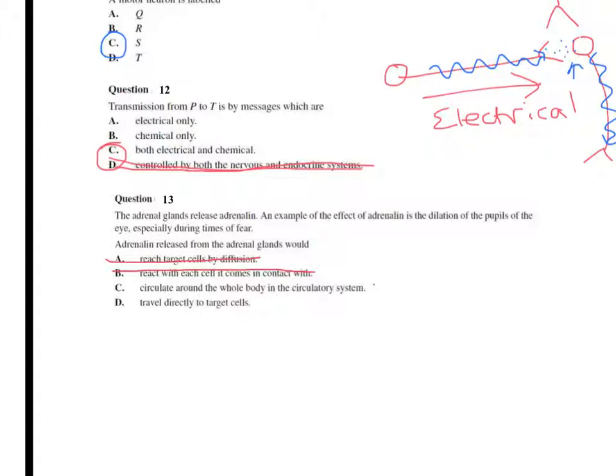And travel directly to target cells. Well, again, we know that hormones don't do that. They go around the entire body, which means that it has to be C. So our key thing here is that we know that hormones travel in the blood. They go in the circulatory system. So it has to go around, it has to go in the circulatory system. It doesn't just reach the cell automatically.